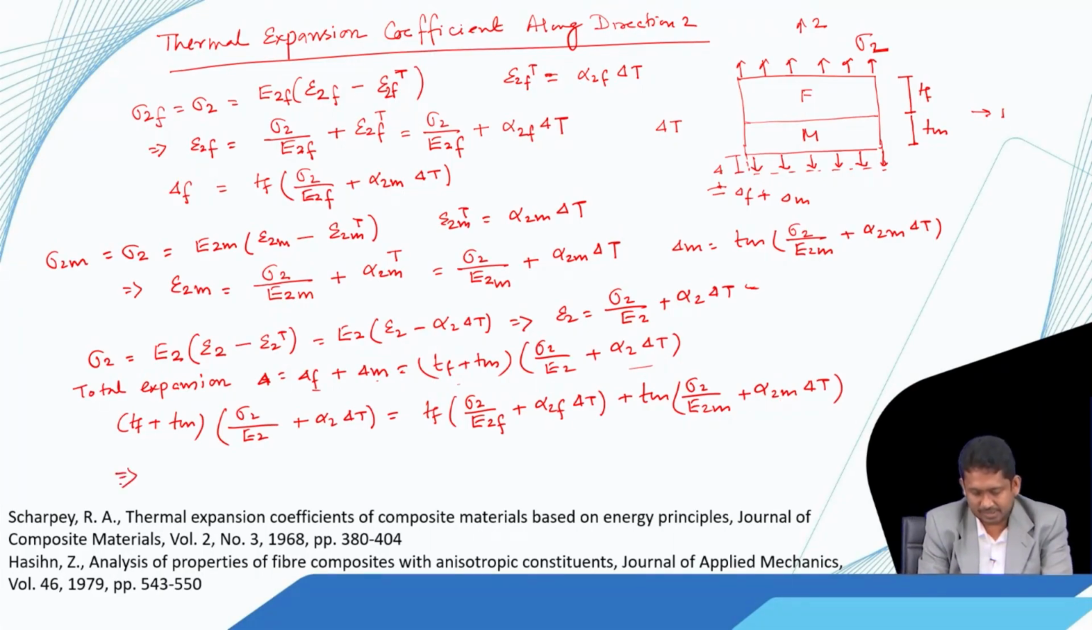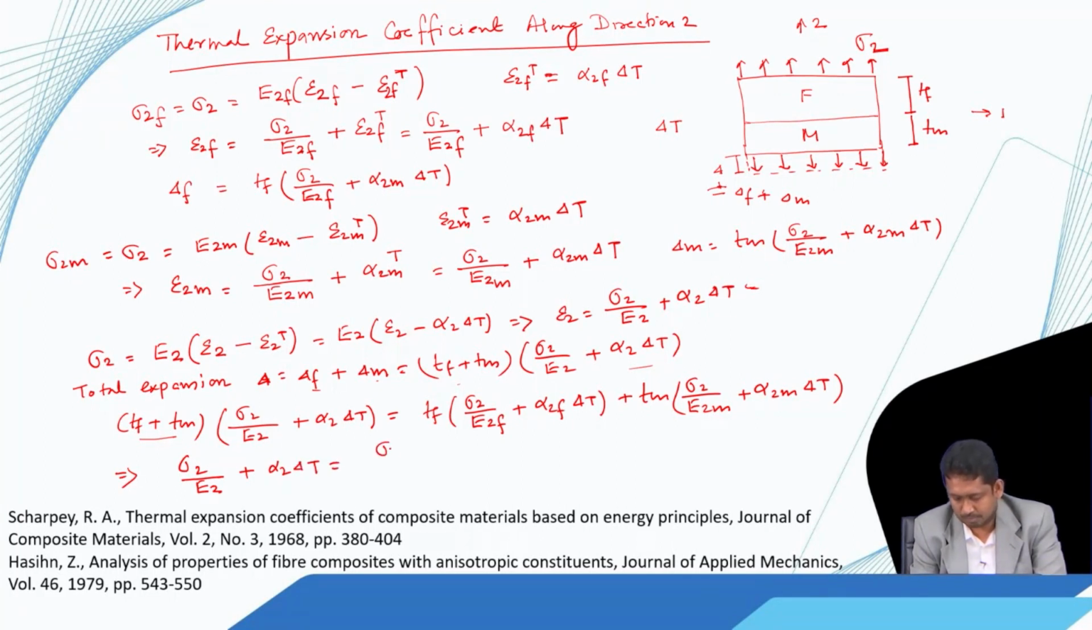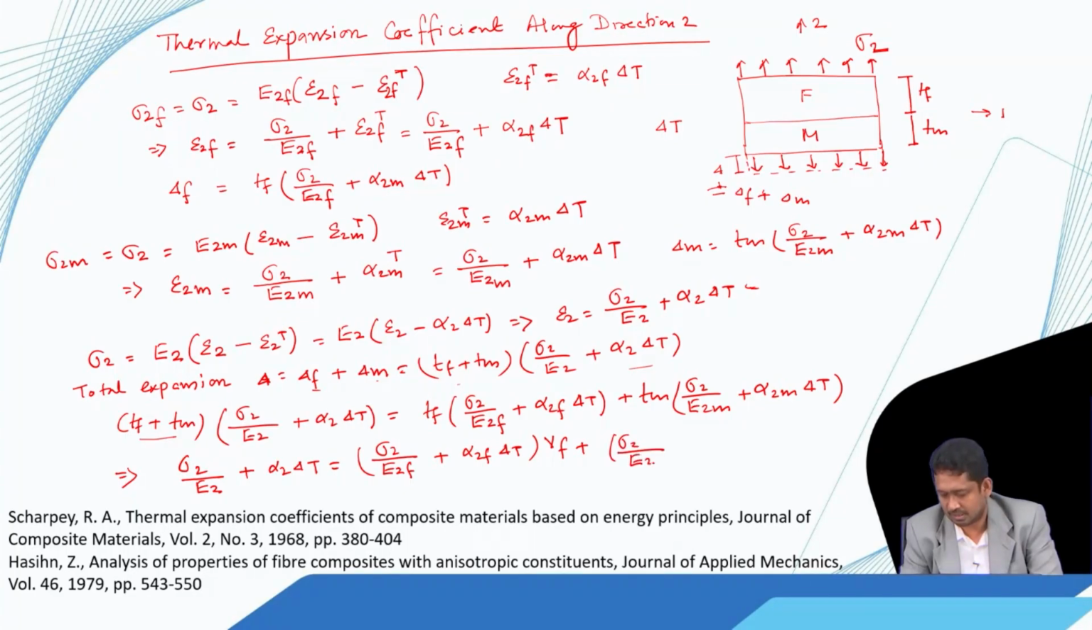Now, we can take this Tm plus Tf here in the denominator, and that gives us sigma 2 divided by E2 plus alpha 2 into delta T is equal to sigma 2 divided by E2f plus alpha 2f delta T multiplied by Vf plus sigma 2 by E2m plus alpha 2m delta T multiplied by Vm.